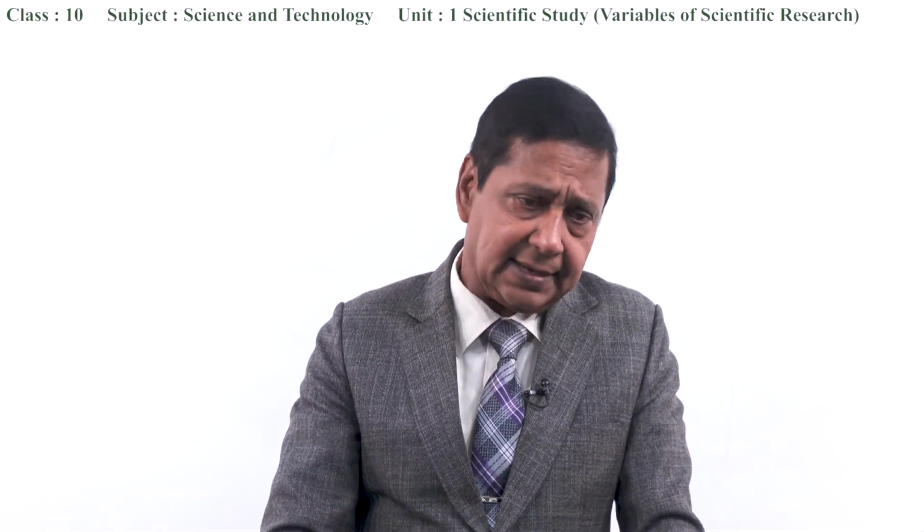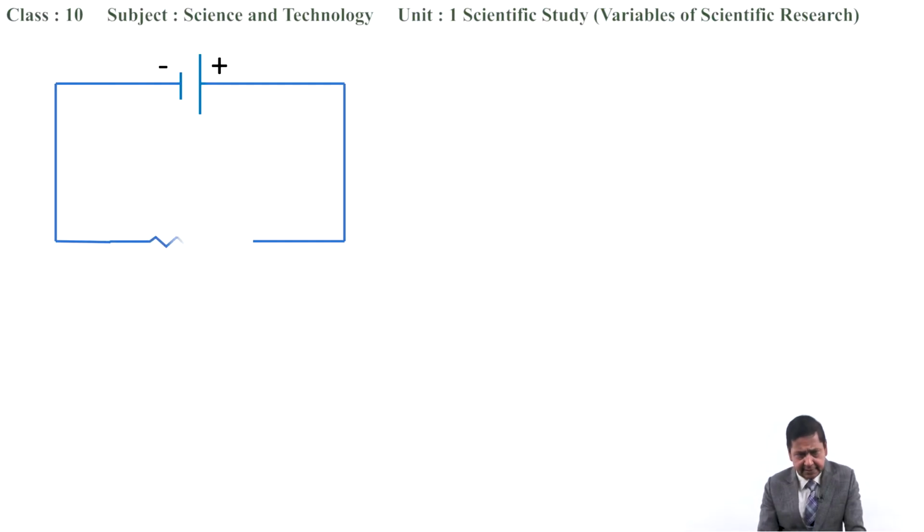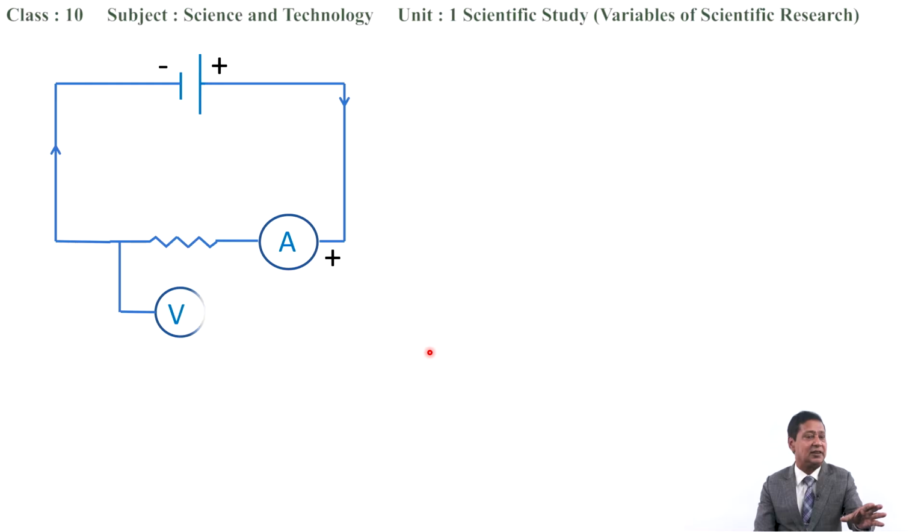Now look at this, a cell. If this cell is connected to a resistor, then certainly current flows from the positive terminal to the negative terminal. You know about this. It was taught in previous, lower classes also. Current flows from the positive terminal to the negative terminal through this resistor. Now, we can measure current in the resistor by using an ammeter, which must be connected in series. We can measure the potential difference across the resistor also using a voltmeter in parallel connection.